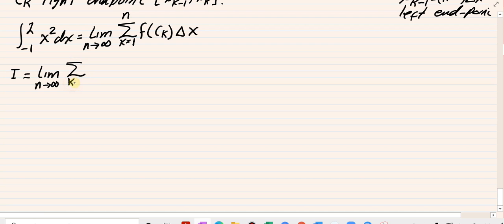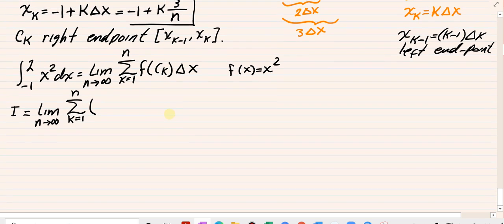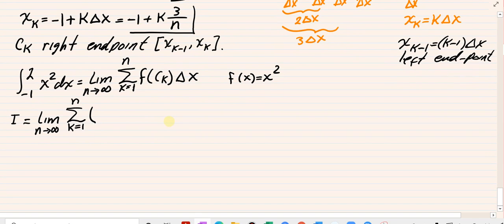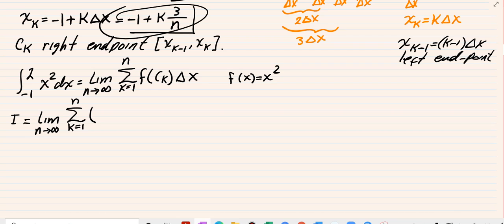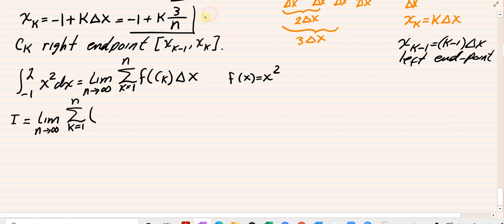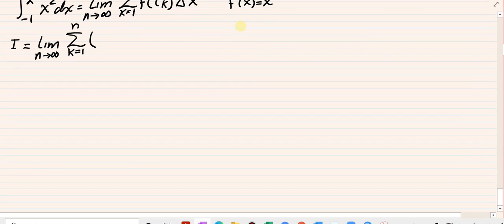So this is going to be the limit as n goes to infinity, k goes from 1 to n of f at c sub k. Remember our function here, f of x is x squared. That's the function in the integrand. F at c sub k means you plug in c sub k for x squared, but what was our c sub k? Our c sub k is going to be this, except instead of x, you have c sub k. So it's going to be -1 plus 3k over n, that was our x sub k, squared, times 3 over n, which is delta x.